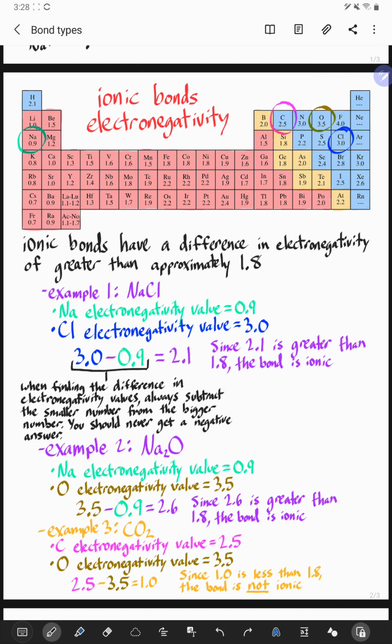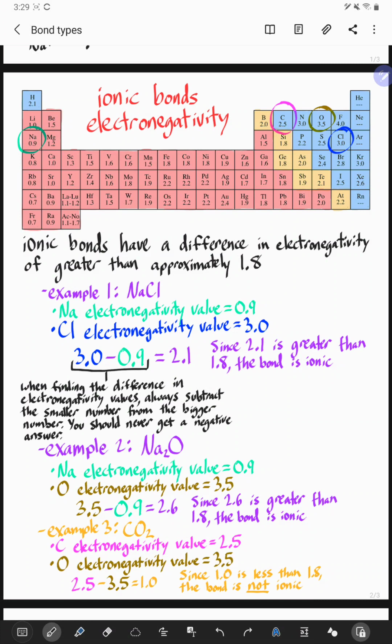So we take 3.0 minus 0.9, and we get a value of 2.1. And then all we're going to do is compare that to the value that we set of 1.8. 2.1 is greater than 1.8, and therefore the bond is ionic. So all we did was look at the electronegativity values, take the bigger number minus the smaller number between the two, and compare it to 1.8. If it's greater than 1.8, the bond is ionic. If it's smaller, then it's not ionic.